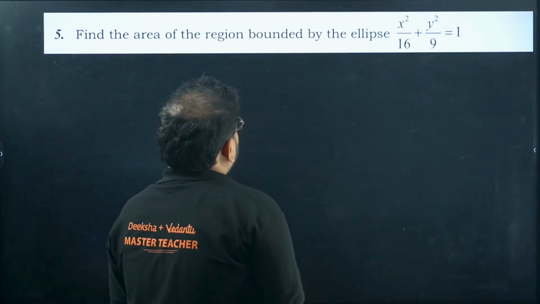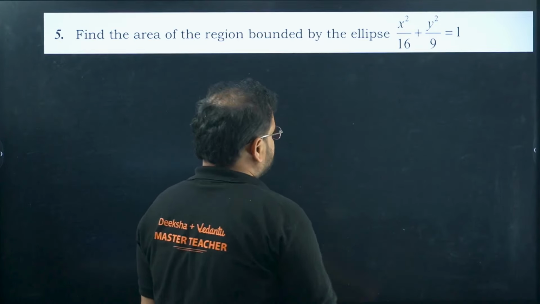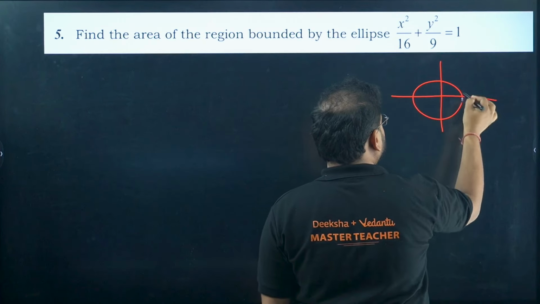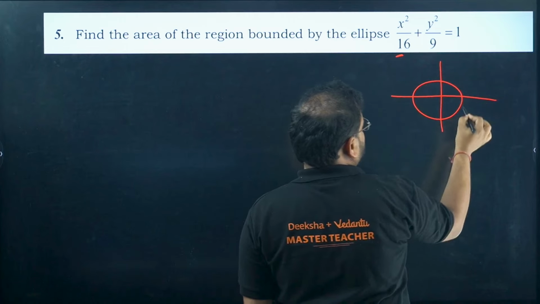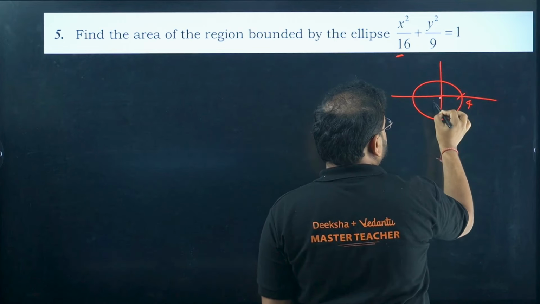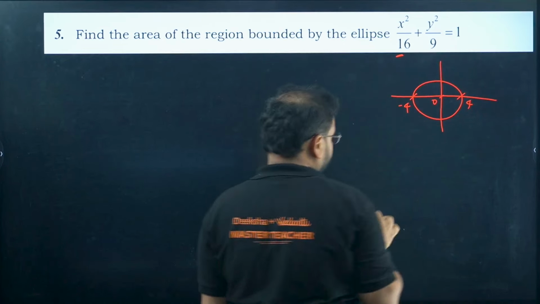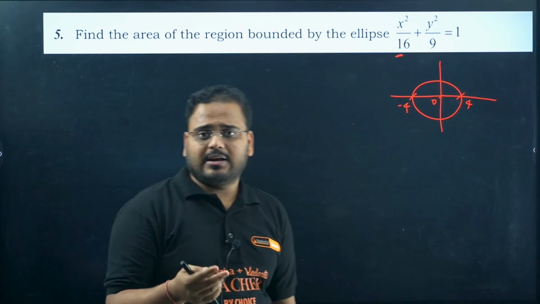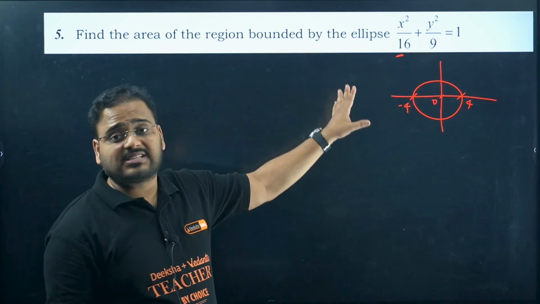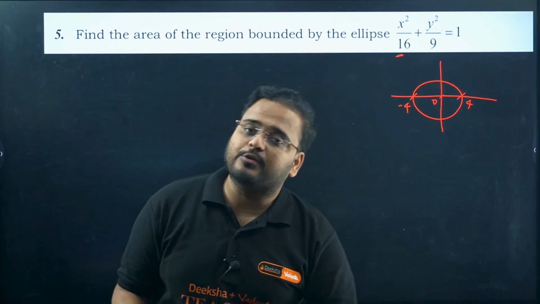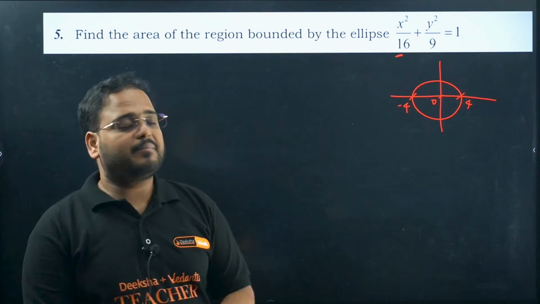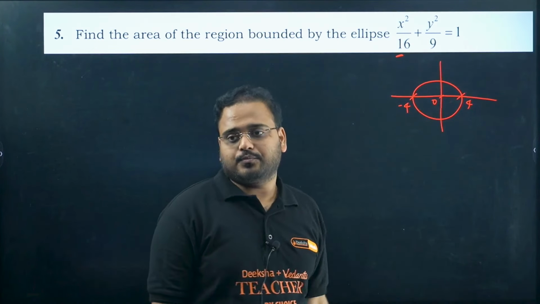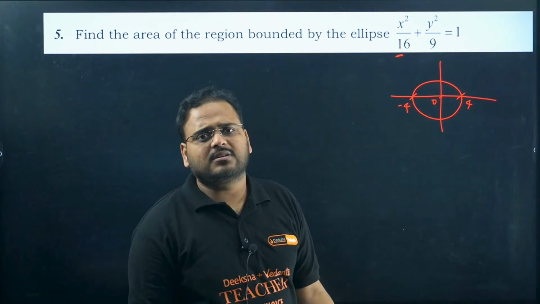Find the area of region bounded by the ellipse. We all know the figure of the ellipse. In this case, major axis is x-axis. This will be 4, 0, minus 4. Correct? What is the major axis over here? a square value is what? 16. And a value is 4, b value is 3. So a is more than b. It means major axis is your x-axis. That's what is written there, minus 4, 0, 4. How do we know this, sir?